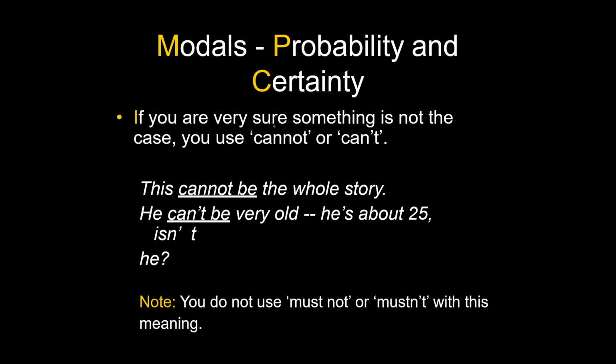Similarly, if we are very sure about something which is not the case, we use cannot or can't. So, "This cannot be the whole story." "He can't be very old. He is about 25 years old, isn't it?" Now similarly, we do not use must not or mustn't with this meaning. When we are very sure that something is not the case, we don't say must not. We have to say cannot or can't.